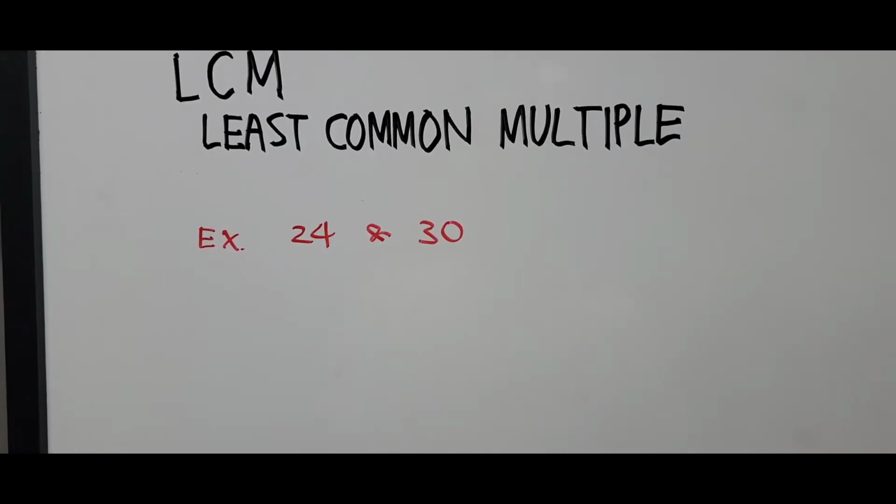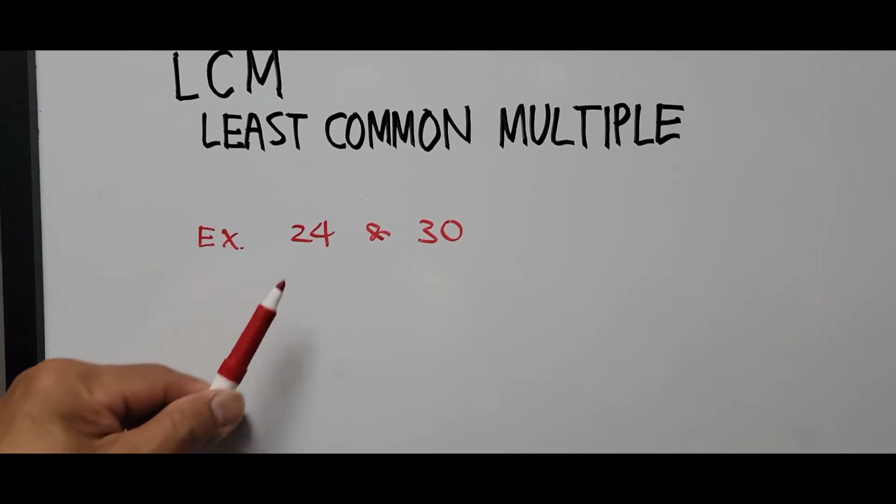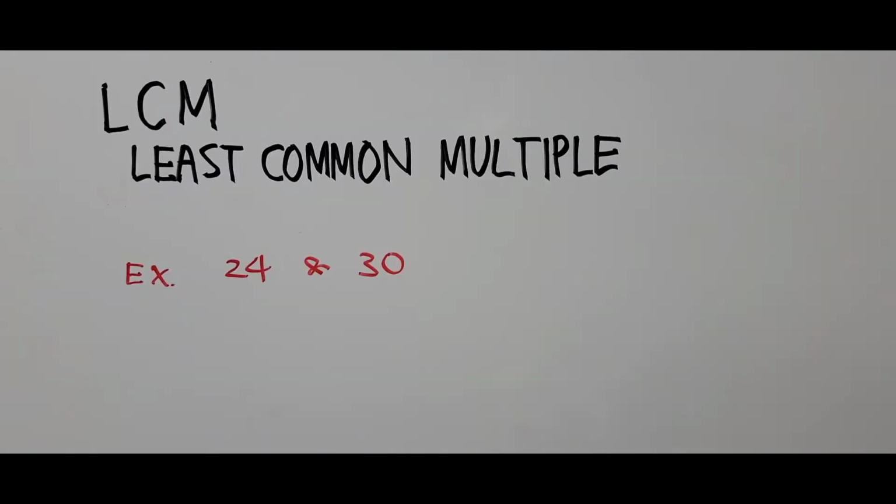Now we have an example over here on the board. We need to find the least common multiple of two numbers. The two numbers are 24 and 30. So to get the least common multiple of these two numbers, we need to find the factors of each one. Let's say we're using the factor tree method to extract the factors of each number.